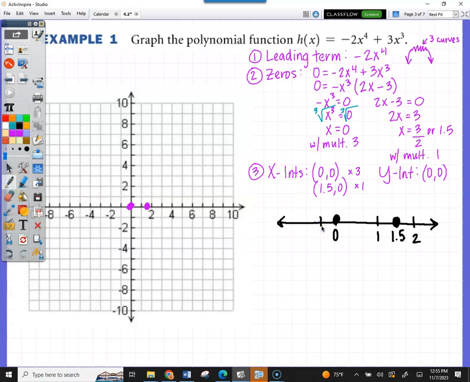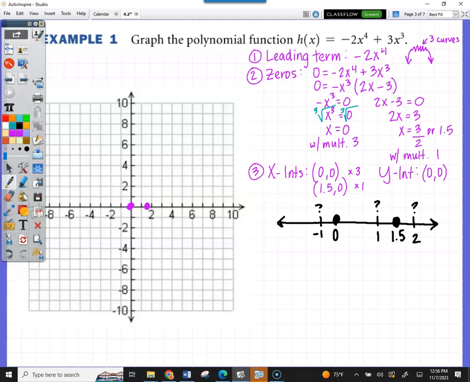You can test any point you want, but y'all heard me say this. I like to think smarter, not harder. I'm not going to come over here to -10 and plug -10 in. What number do you think I'm going to plug in? -1, right here to the left of 0. I'm not going to plug in 0.5 or 0.75. What do you think I'm going to plug in? 1. And then right here, I'm definitely going to plug in 2. I don't want to plug in 5 or 7 or 8.